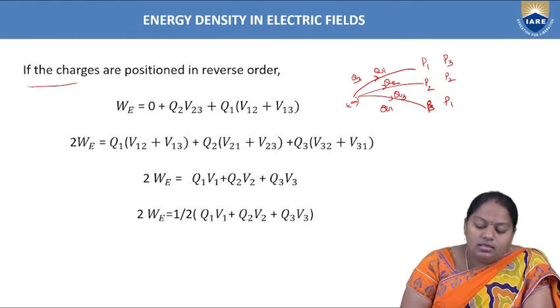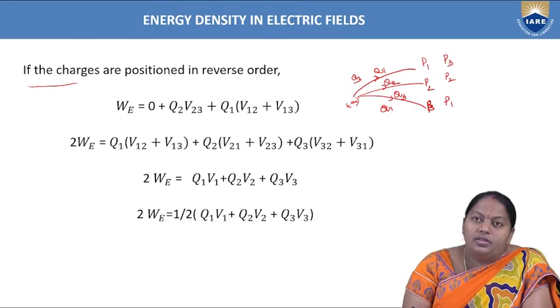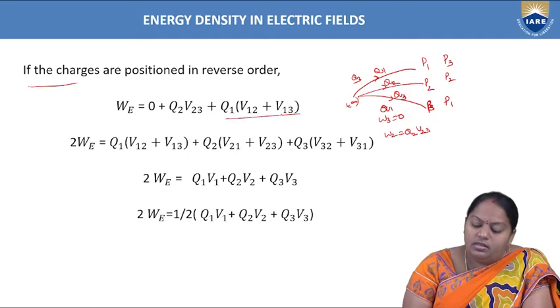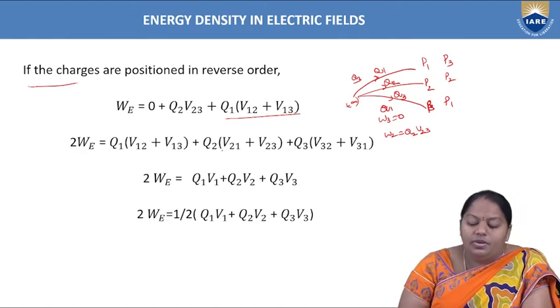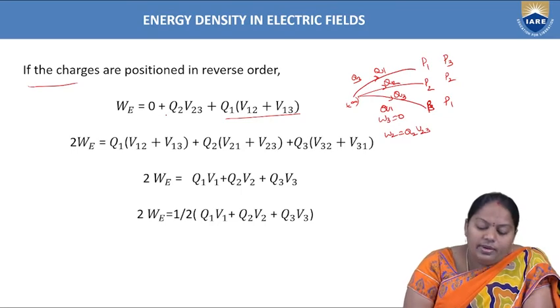Now, in that case, the work done to assemble the first charge from infinity at P3: initially it is a charge free region, so W3 equal to 0. Now, from P3 to P2, it is given by W2 equal to Q2 into V23. And for the third charge Q1, assembled from infinity to P1, it is given by Q1 into V12 plus V13, right? So WE equal to 0 plus Q2 into V23 plus Q1 into V12 plus V13.